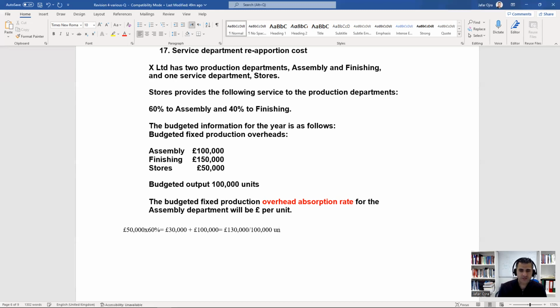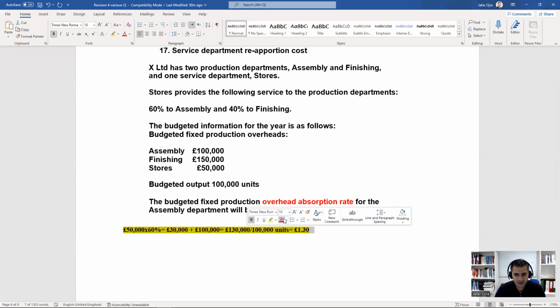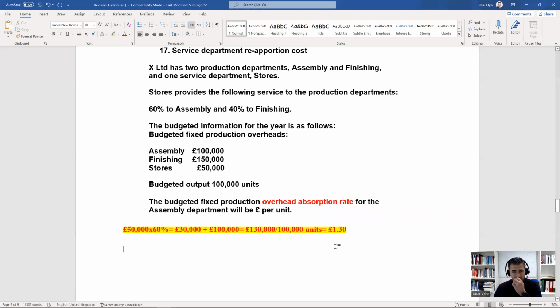1,000 units. And that makes 130,000 divided by 100, 1.3. Is it 1.3? 1.30. That is the answer. Okay, the answer is 1.30.